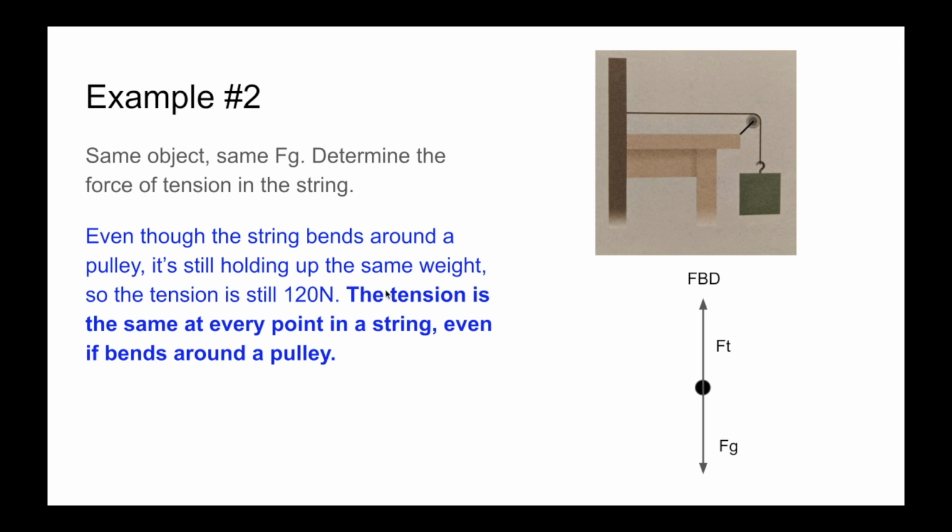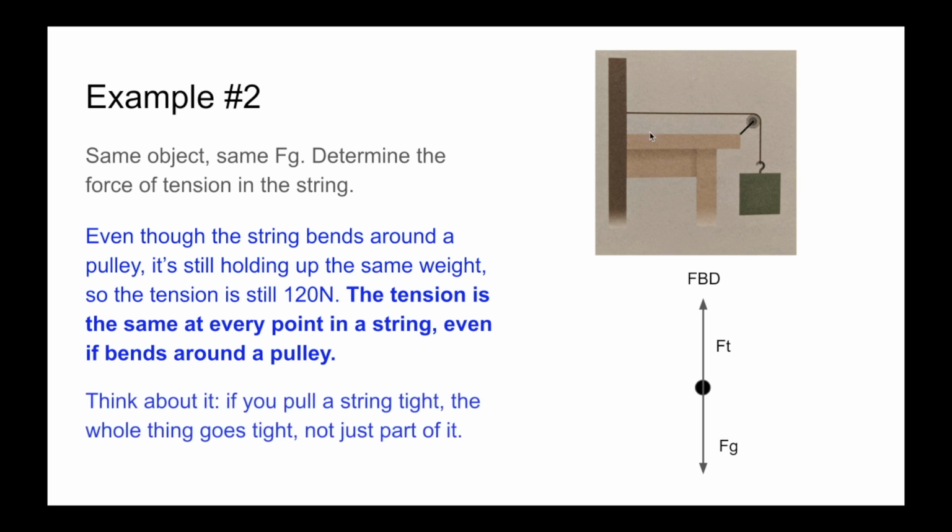And this sentence that I've bolded here is a really key point to make. The tension is the same at every point in a string, even if it bends around a pulley. So the tension right here is 120 newtons in the string. The tension over here is also 120 newtons. You don't have a different amount of tension at different points in a string, even if they bend around pulleys.